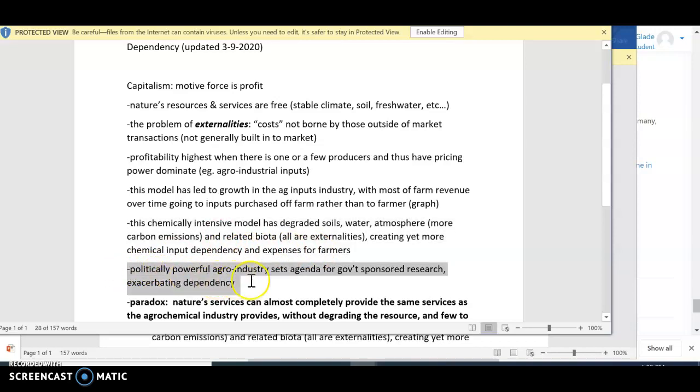What's going on? Why does it work this way? Some of it is the politically powerful agro industry sets the agenda for government-sponsored research. They have a huge team of lobbyists just across from the nation's capital, and they're forever lobbying on this kind of stuff. They're very powerful. So that exacerbates the dependency on their inputs. There's no question that it's in their interest to lobby, and they've been doing it for decades. They're very, very effective. They have many professional lobbyists.